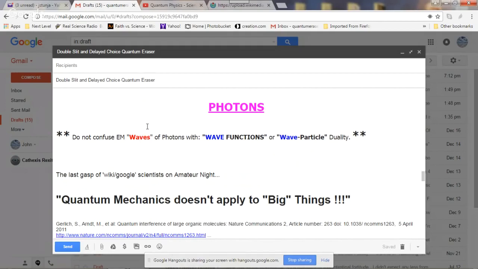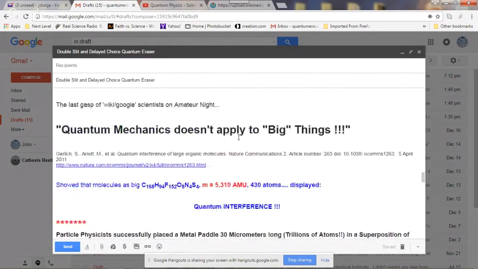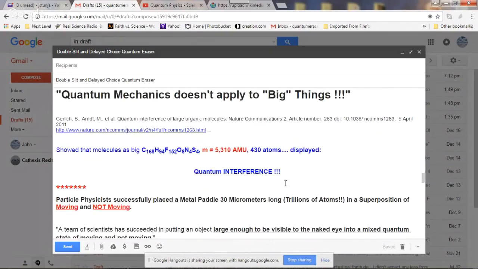So, the last gasp of the Wiki Google scientists on amateur night. You'll hear this constantly everywhere you go. Well, quantum mechanics doesn't apply to big things. Really? Well, quantum interference of large organic molecules in Nature Communications showed that this molecule, as big as 5,300 atomic mass units, that's 430 atoms, displayed interference. I mean, this is massive, right?